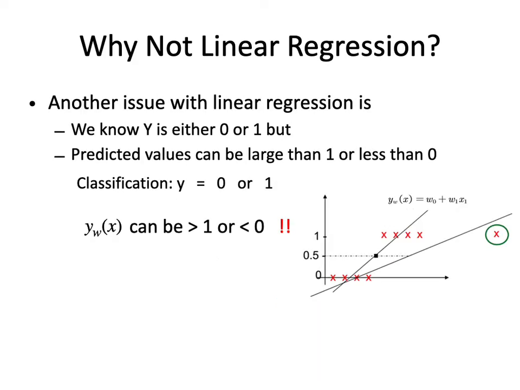And another issue with linear regression is that we know y is either 0 or 1, but the predicted values can be larger than 1 or less than 0. So for classification, the dependent variable or the label may be either 0 or 1, and the predicted value can be greater than 1 or less than 0, like we can see here. So in this scenario, regression cannot be the best choice for the classification of given data.